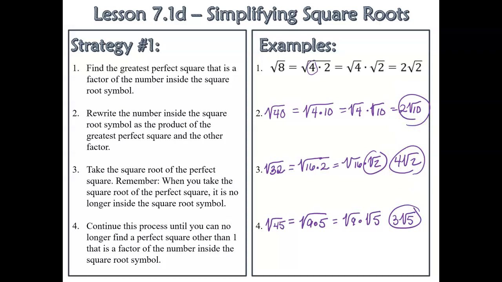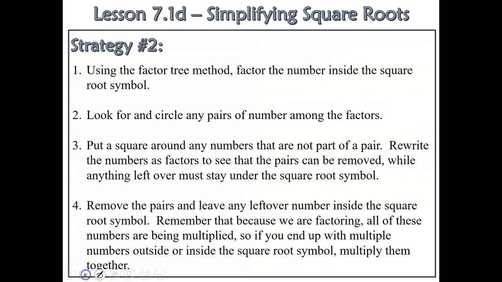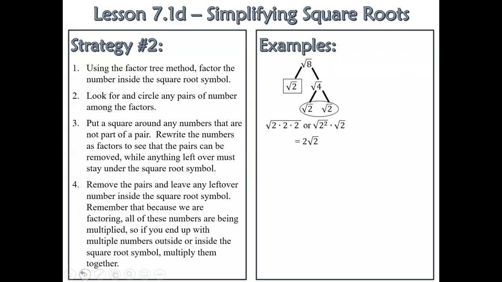All right. So we're going to go back and do all of these over with a factor tree method. This is the way I started doing these, but then I moved to the other strategy. So let's start by making a factor tree of 8.